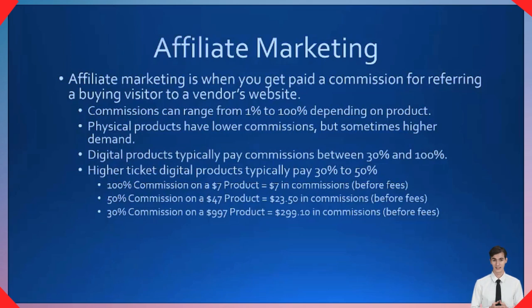So every time you sell 30 of the $7 units, you could sell one of the other one and make the same money. And it's going to take you a lot more effort to sell 30 units of a $7 product than it will to sell one item of a $997 product. You could sell 3 of those and make almost $900 roughly on the 30% commission. And to make the same amount of revenue, you would actually have to sell over 100, so you'd have to sell almost 30 to 40 times more of the $7 100% commission product.